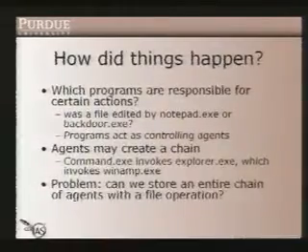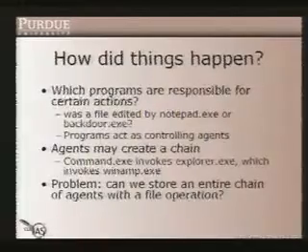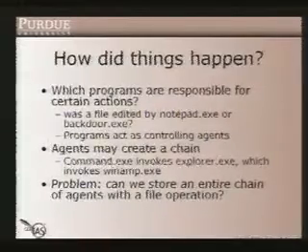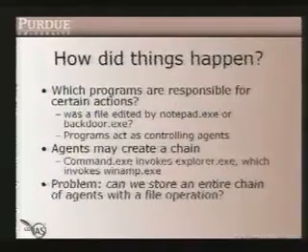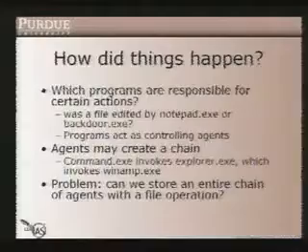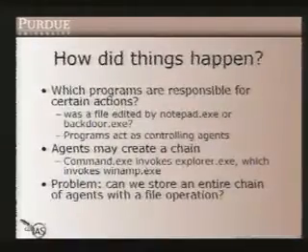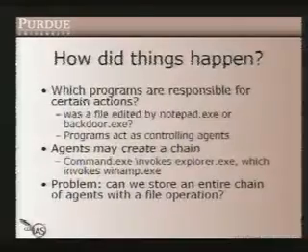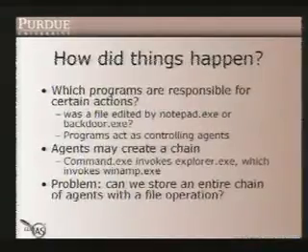So the next category of information is the how question. So how did things happen on a system? And basically, I want to ask which programs were used to perform an action on a file. And it should make a difference whether notepad.exe was used or a program called backdoor.exe in order to create a file, for example. And these programs act on behalf of the user, and I call them controlling agents.